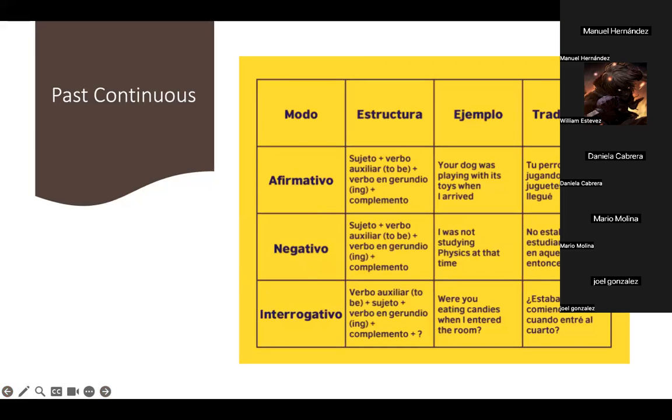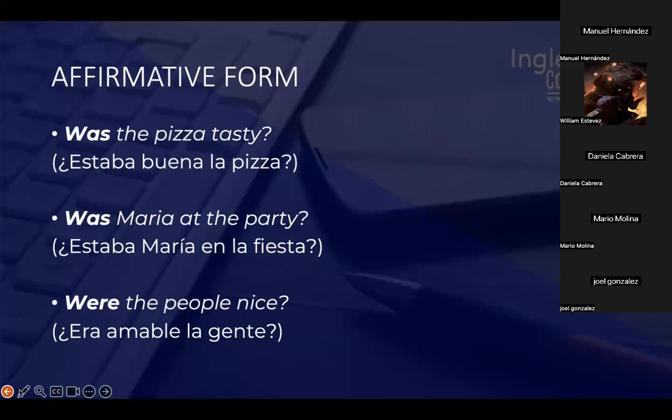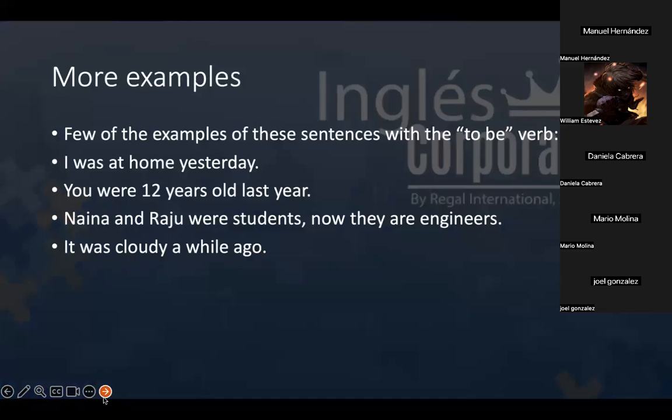Es pasado continuo. Utiliza el ing después del auxiliar was o were. Okay. Un verbo en ing. Okay, perfecto. What else? ¿Qué más? El pasado simple no lleva un verbo después del was. Excellent. Sí, porque was es el verbo, okay? El verbo, correcto. Exactly. ¿De qué es el pasado simple de qué verbo? To be. To be, okay. Perfect. So what else? ¿Qué más me pueden decir? ¿Cómo pueden identificarlo? ¿De qué otra manera?